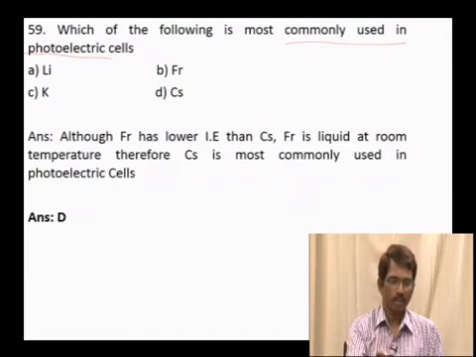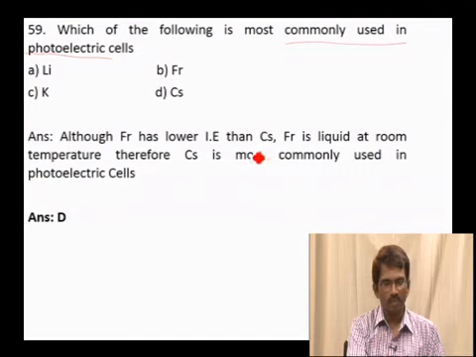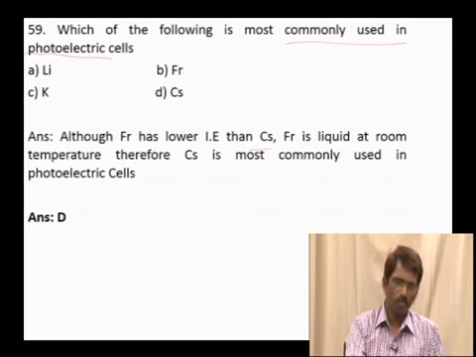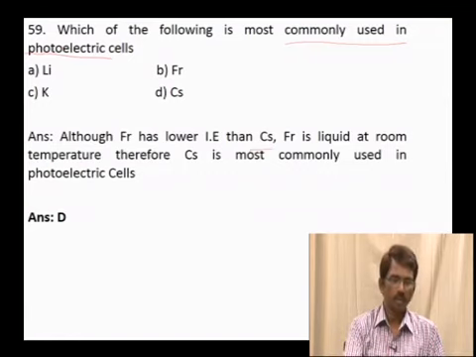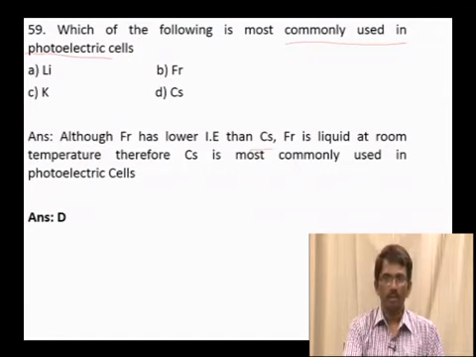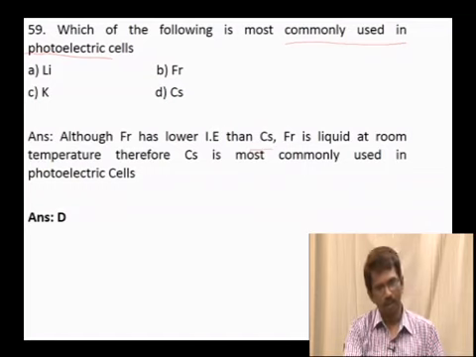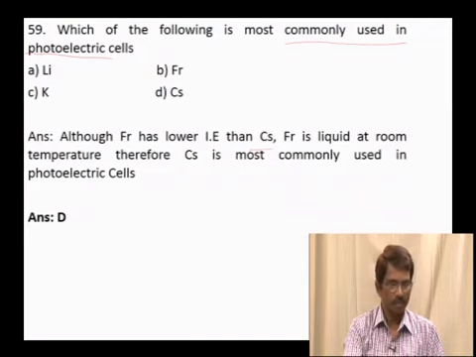That means to say, the valence electrons of cesium can be easily removed, and therefore cesium is the metal which exhibits the photoelectric effect. So as you know, the emission of electrons when the metal surface is irradiated to solar radiation. Cesium is one such metal which can easily give out the electrons from its surface because of its extremely low value of ionization enthalpy.